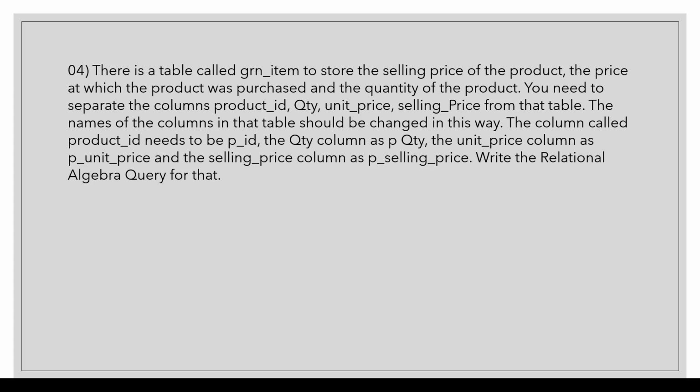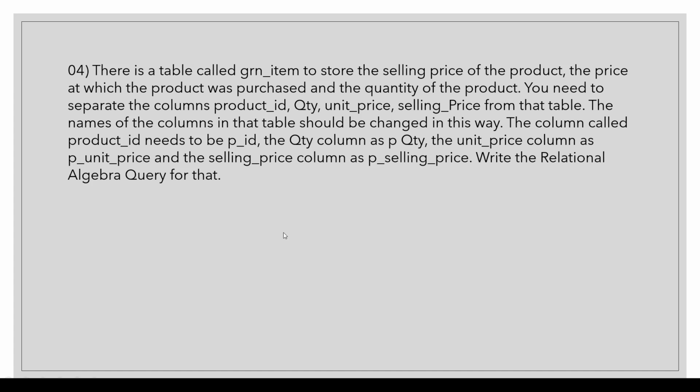The column called product ID needs to be PID, the quantity column as PQTY, the unit price column as P unit price, and the selling price column as P selling price. Okay, we have to write a long and complicated relational algebra to solve this task.